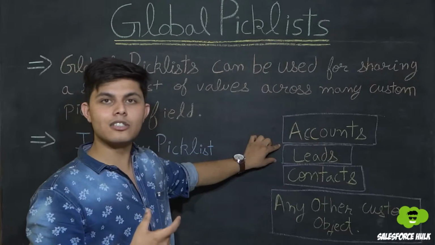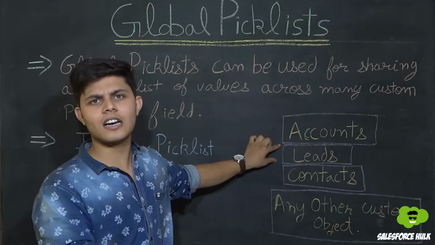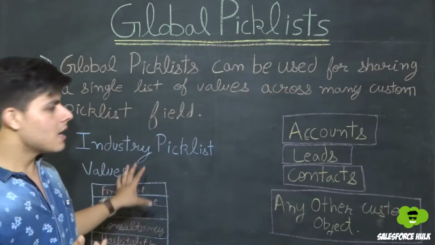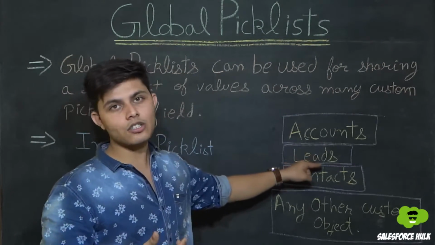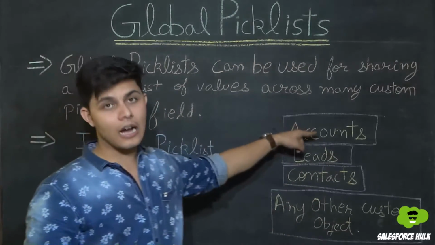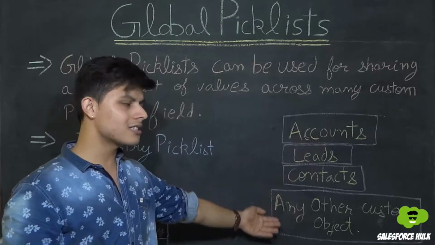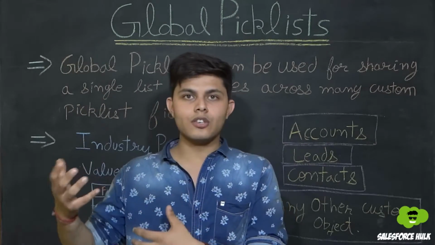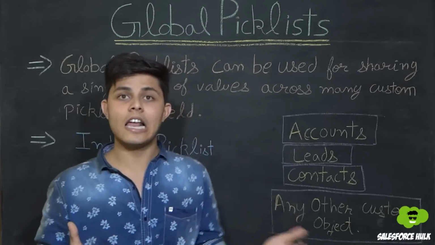And I'll do the same on the leads object. In the leads object, I'll create a custom picklist field, and in that field I'll use this global picklist again. The values in the leads object records for that picklist field will be the same as those of accounts, and the same with contacts and the custom object. This is why we use global picklists, and this is where they are helpful.